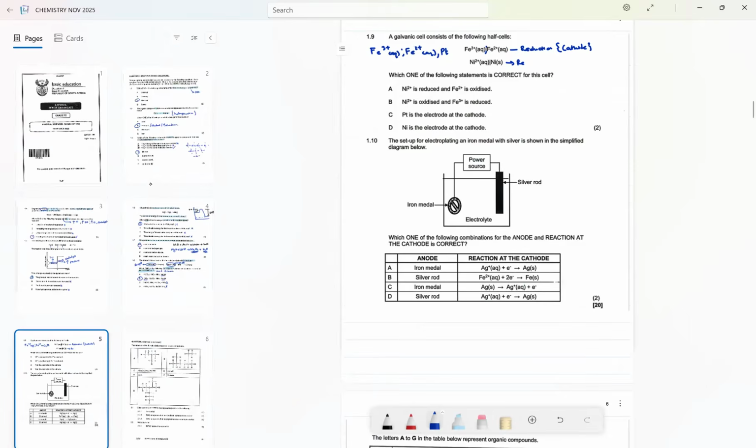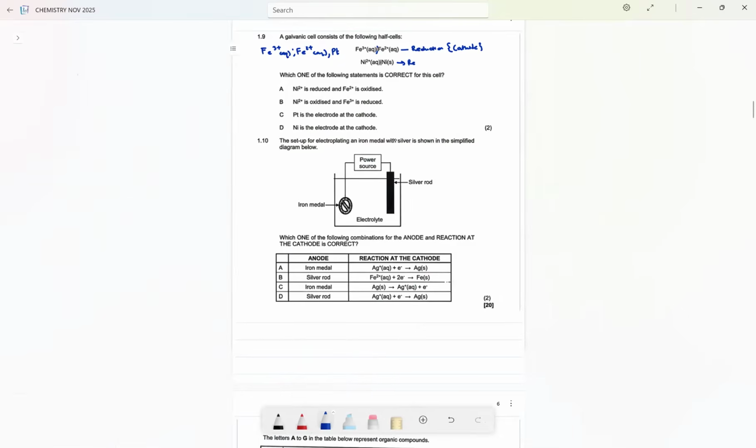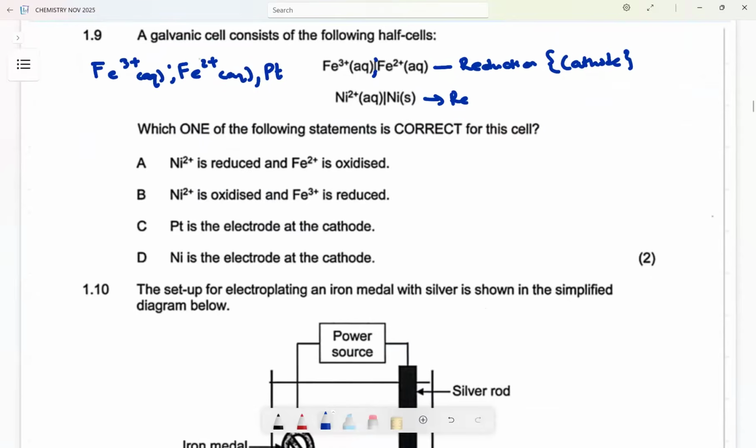Okay, I did not take my standard reduction table, but apart from that, on this one we will need Pt as our inert electrode. So let's look at our options. Ni2+ is reduced and Fe2+ is oxidized, and then Ni2+ is oxidized, and then Fe3+ is reduced. Pt is the electrode at the cathode. This one makes sense for me.